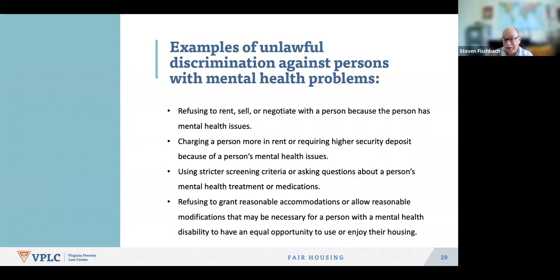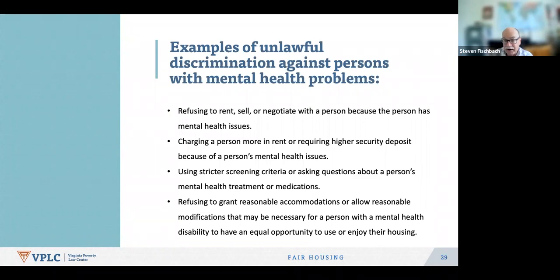Again, refusing to rent or negotiate a rental or a sale because the buyer or renter has mental health issues. Charging a person more in rent or a higher security deposit because of their mental health status. Using stricter criteria or asking questions about a person's mental health treatment or medications. That's all supposed to be private information. So that too could be a fair housing violation.